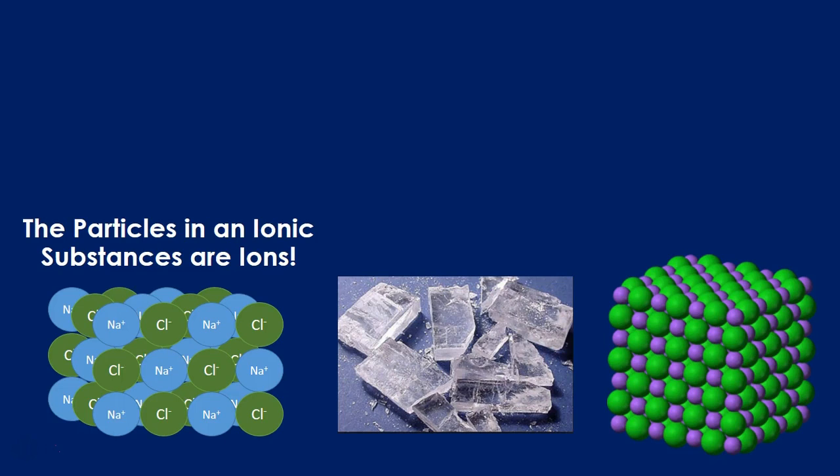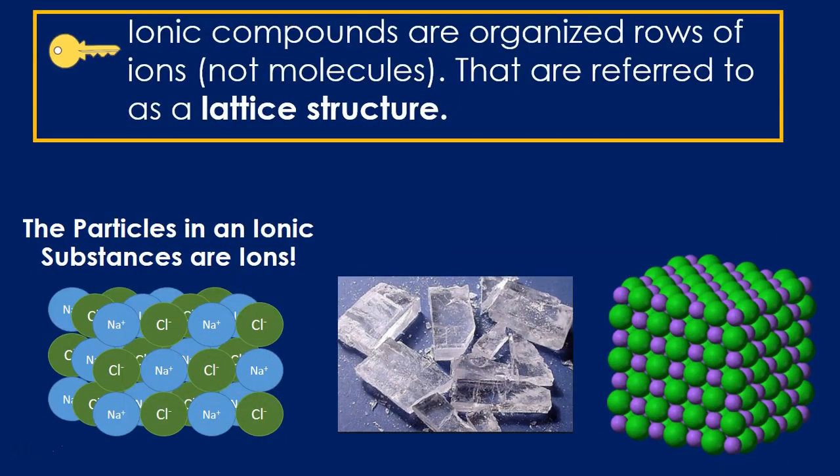So that's our first key idea: ionic compounds are basically just organized in rows of ions. They're not molecules. What we refer to this structure as, these organized rows, is a lattice structure. And here's a picture of an actual lattice structure. So remember, ionic compounds are not organized rows of molecules, they're actually just ions.